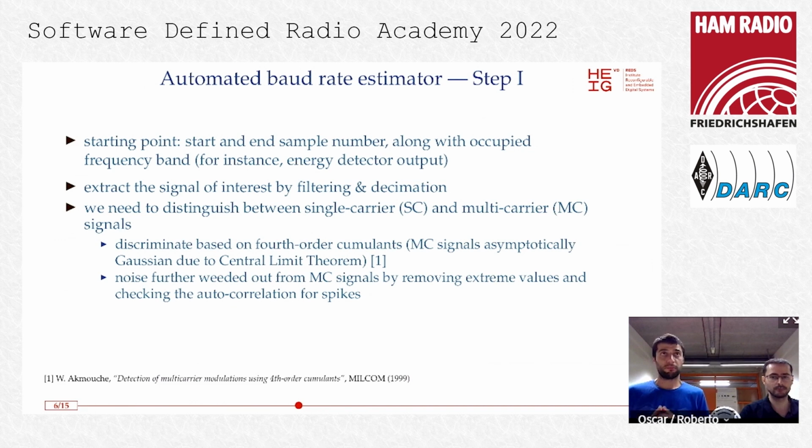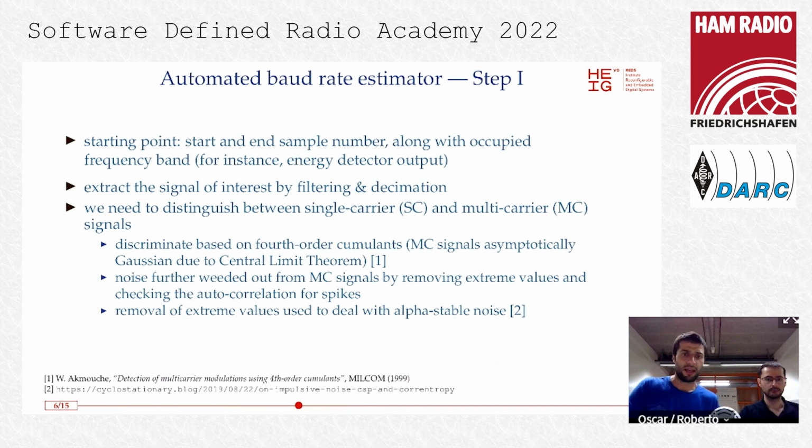The point is that if by mistake noise somehow crept in and it was detected as a multi-carrier signal, we can, at this stage, remove it, because it has a different behavior if we look at the autocorrelation. So what we do is we remove the extreme values of the signals, and then we check the autocorrelation for spikes. And this tells us whether it's noise or multi-carrier. And the idea to get rid of extreme values is to deal with alpha stable noise, which would otherwise pose an issue here. Once we see that a signal is single carrier, we can continue with our analysis.